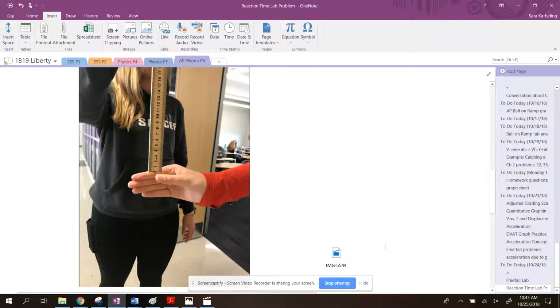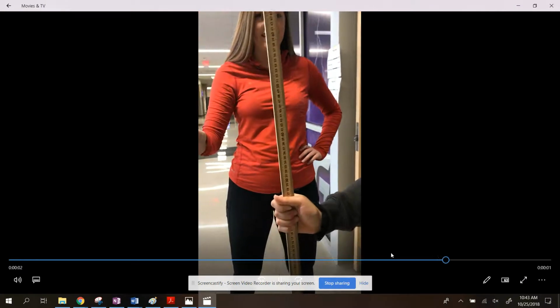The person who's holding the meter stick is going to at some point let go, but do not tell the catcher when you're doing it, because we want to measure the time that it takes your eye to get that signal and then know when to close your hand. That's the time we're trying to measure. So you're going to set it up something like this, okay? And then you'll let go, and I'll show you a quick video. That's kind of what you're doing.